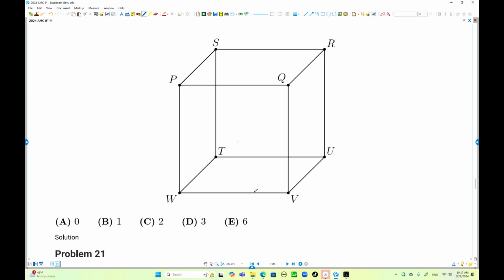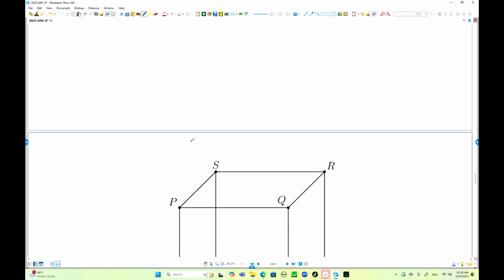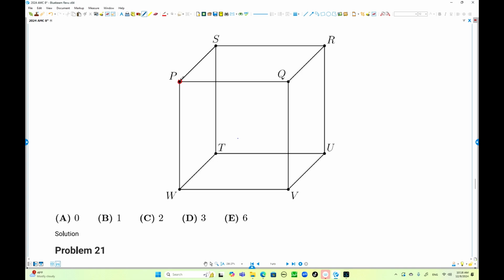Here is number 20. You got the question over here. How many of these triangles are equilateral? Using the vertices, there are many vertices there, but it should contain P. Using the right vertex over here, how can you make an equilateral triangle?